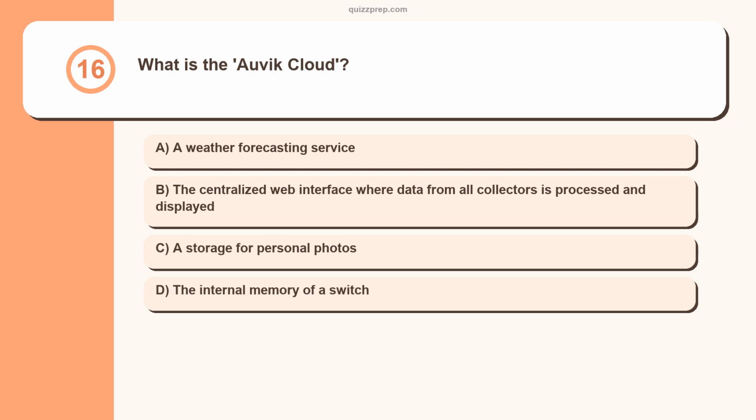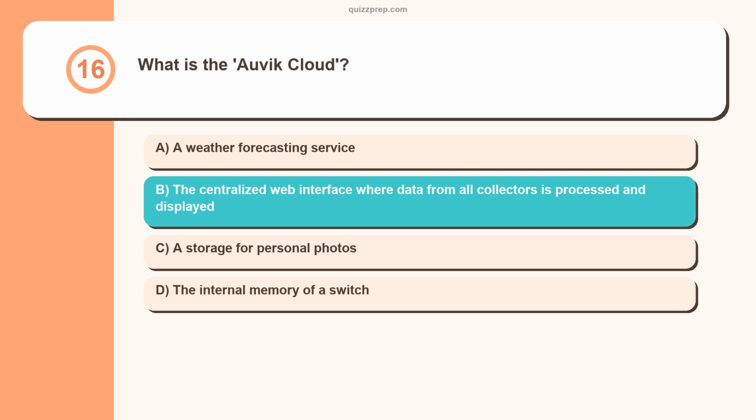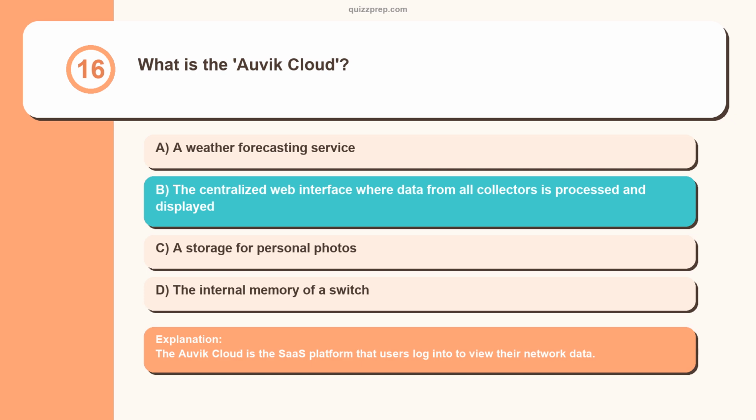Question 16. What is the Auvik Cloud? A weather forecasting service. The centralized web interface where data from all collectors is processed and displayed. A storage for personal photos. The internal memory of a switch. The Auvik Cloud is the SaaS platform that users log into to view their network data.